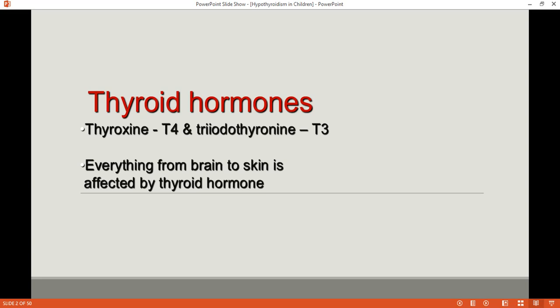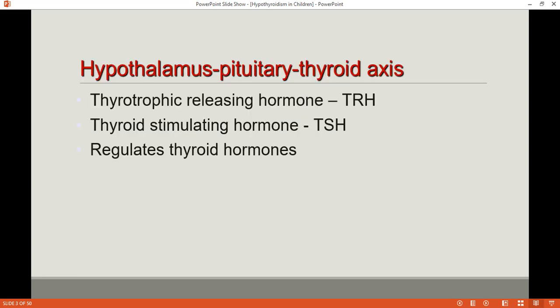You know the thyroid hormones are thyroxine, that is called T4, and T3, triiodothyronine. So everything from brain to skin is affected by thyroid hormone. There is the hypothalamic pituitary thyroid axis, which includes the thyroid gland, hypothalamus, and pituitary in the brain, and these are the hormones known as TRH and TSH. These hormones regulate the thyroid hormones.